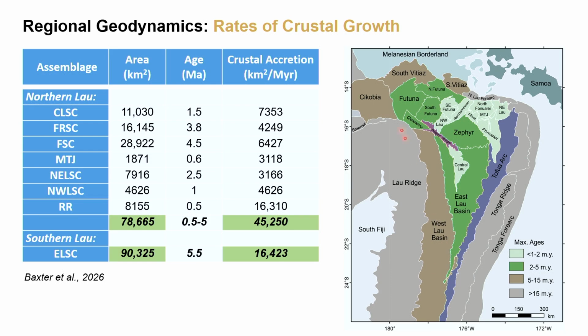And the simplest observation is that in the case of the Lau Basin, we've divided it up into a northern portion and a southern portion. They're about roughly the same area, but the northern portion of the Lau Basin has crustal accretion rates that are about 3 to 4 times higher than in the southern Lau Basin for terrain that's roughly the same size. And that's simply a function of all the microplates that comprise the upper part of the northern Lau Basin.